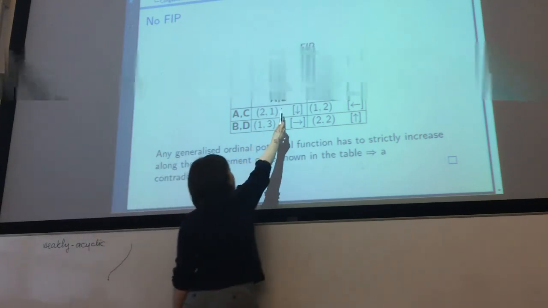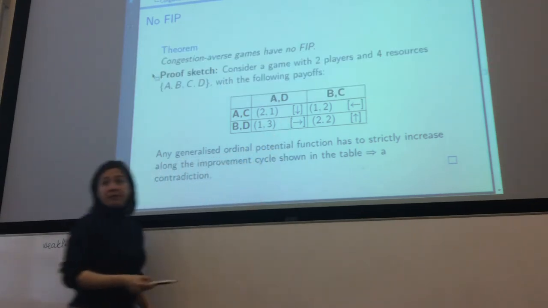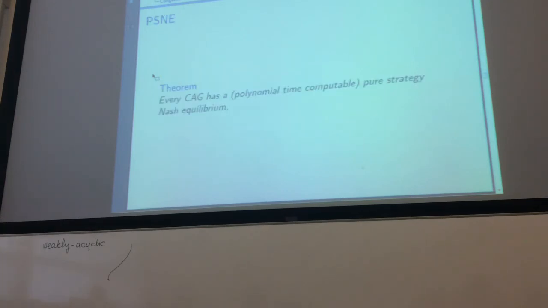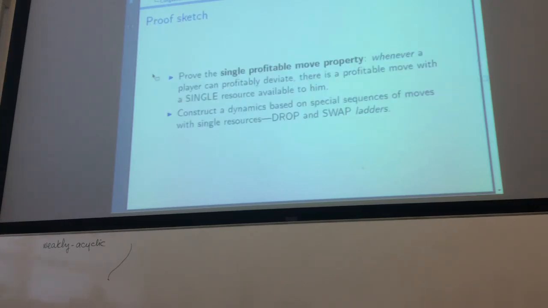It leads us to the fact that this number must be strictly less than this number. But there is a polynomial time computable Nash equilibrium. How do we show that?